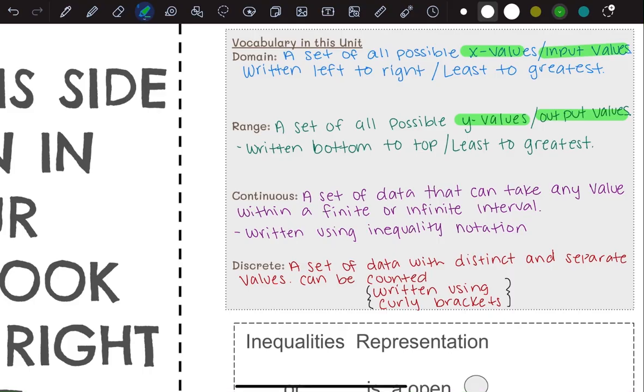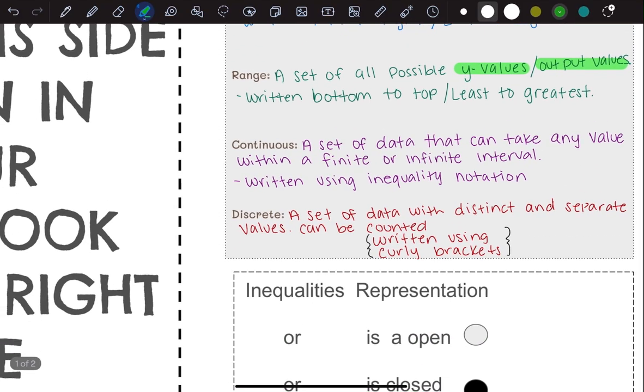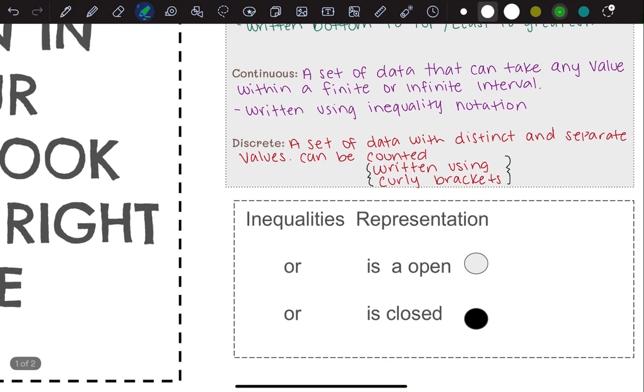Then we have continuous data. Continuous data is a set of data that can take any value within a finite or infinite interval, and it's written using inequality notation. Discrete data is a set of data with distinct and separate values, and it can be counted. It's written using curly brackets.